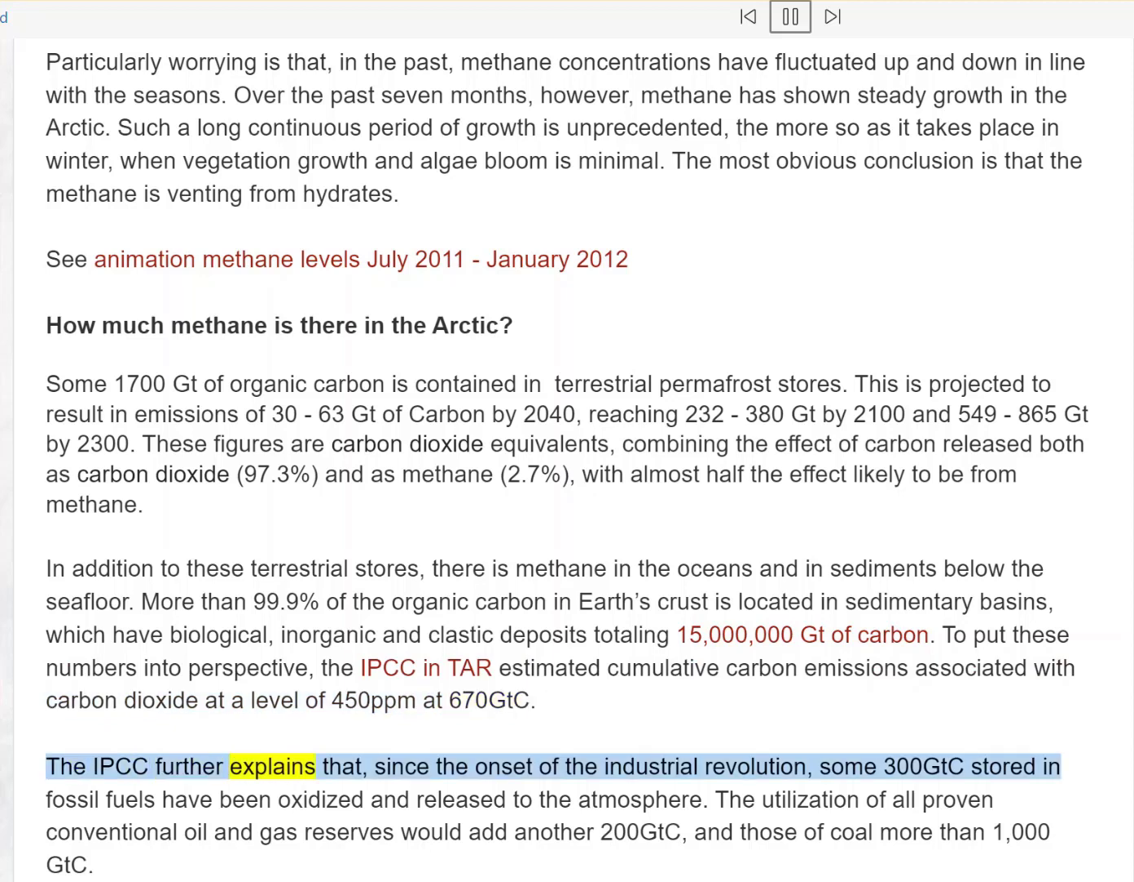The IPCC further explains that, since the onset of the Industrial Revolution, some 300 GTC stored in fossil fuels have been oxidized and released to the atmosphere. The utilization of all proven conventional oil and gas reserves would add another 200 GTC, and those of coal more than 1,000 GTC.